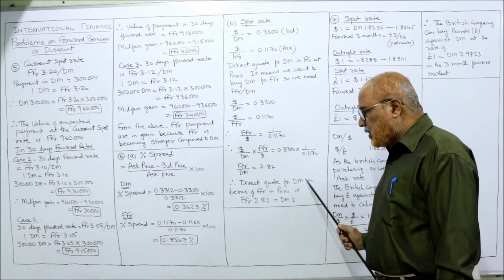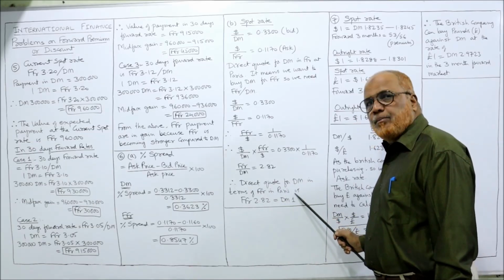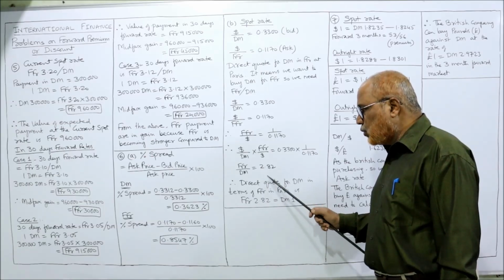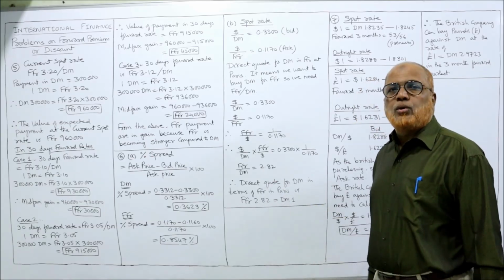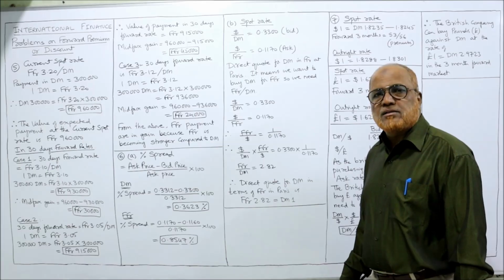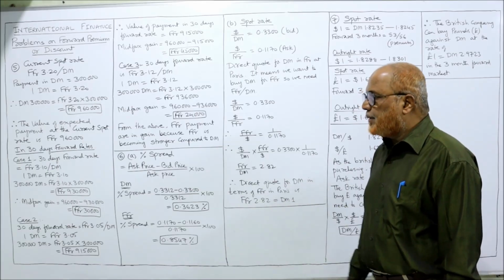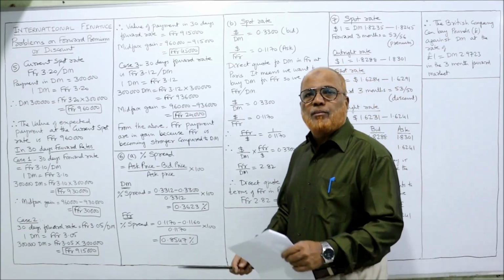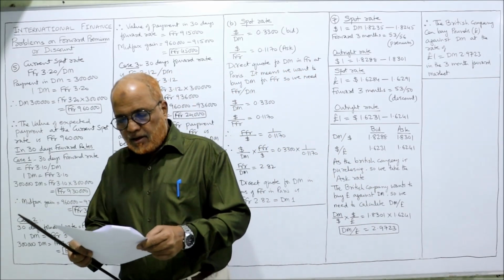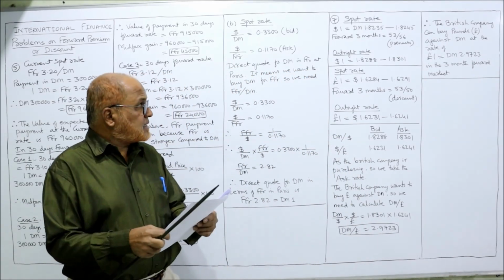Therefore, the direct quote for DM in terms of FFR in Paris is FFR 2.82 is equal to DM 1. That's it. This is the complete explanation of problem number 7. Now, problem number 6 completed.